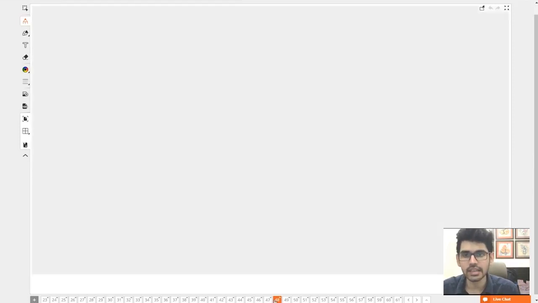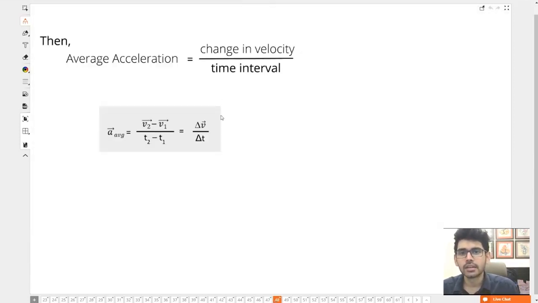So basically, average acceleration is the change in velocity upon the time interval. It is usually for a considerable time interval, not instantaneous acceleration. What you already know is instantaneous acceleration, right?